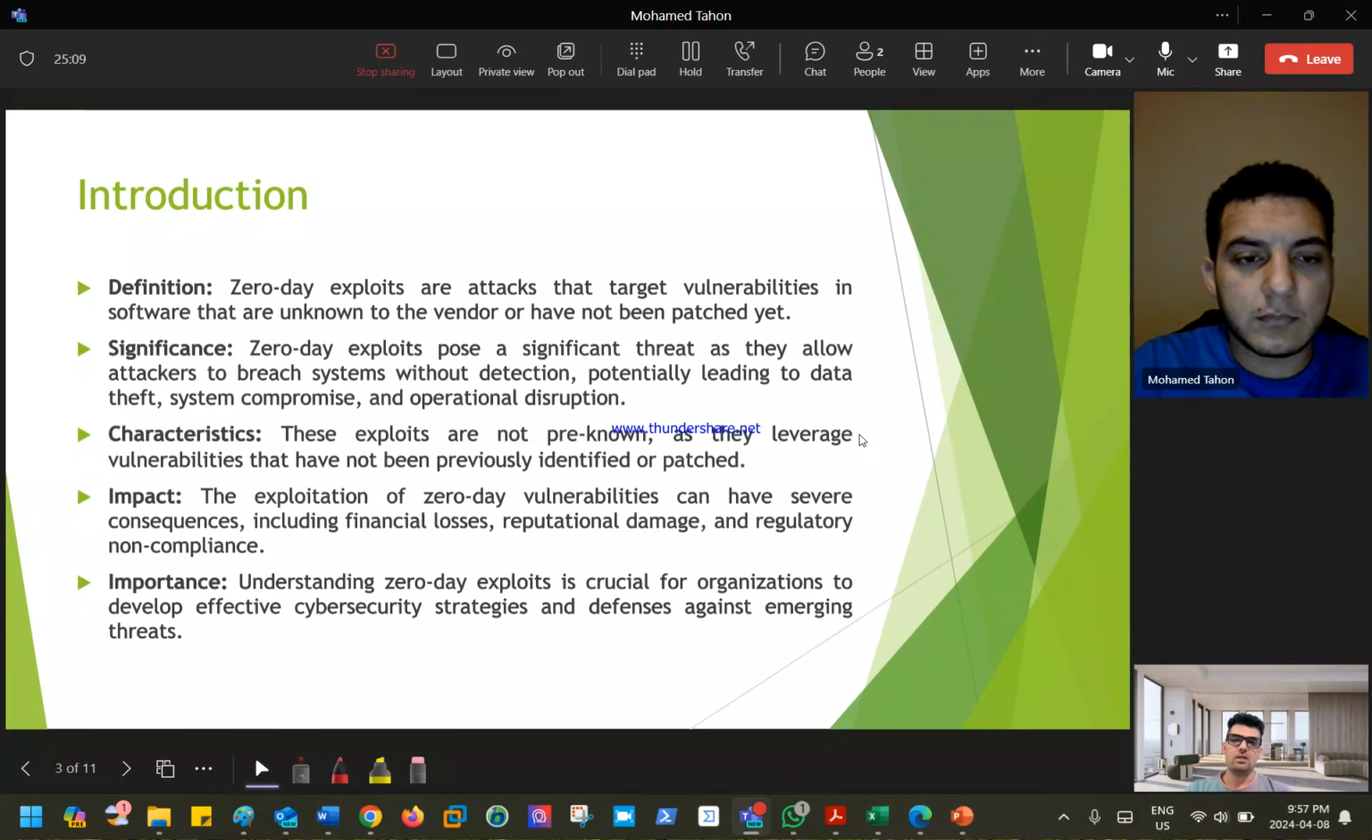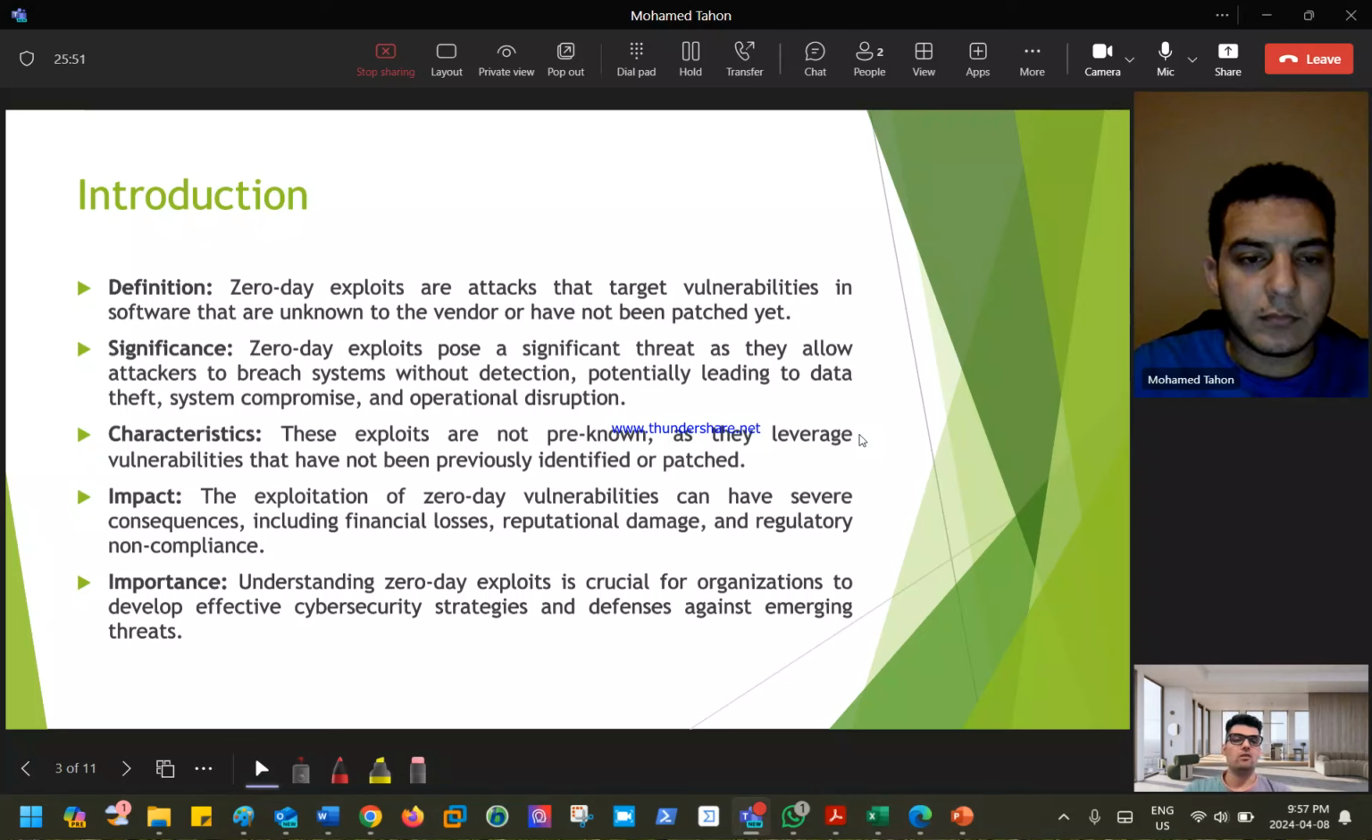So, introduction to zero-day exploits. What are zero-day exploits? Zero-day exploits are basically vulnerabilities in software that are not known to the vendors and have not been patched yet. Their significance is that they allow an attacker to breach a system without detection, potentially leading to data theft, compromise of data, and operational disruption. Its characteristic is that it is not known and leverages vulnerabilities that have not been identified or patched.